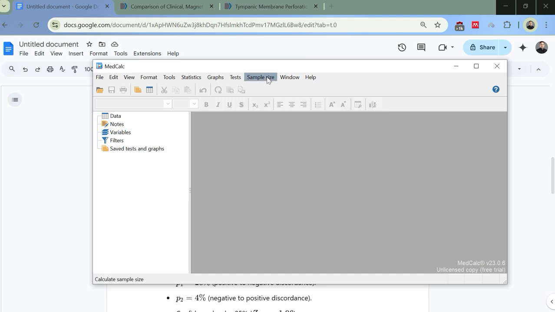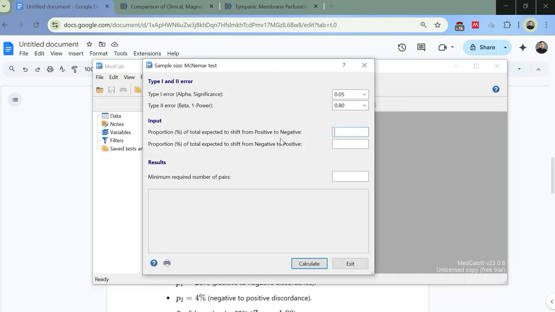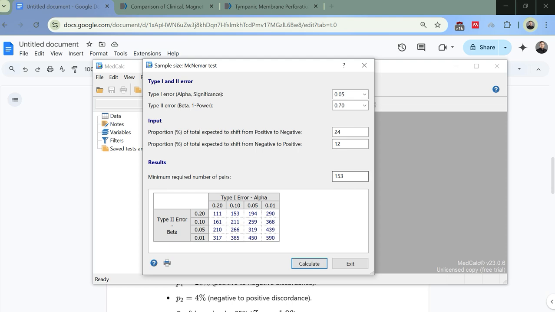Here you have to go into sample size and go into McNemar's test, and put in the values. Type I error, alpha error: we are taking a 95% confidence interval, which means the alpha value is 5%, that is 0.05, and the power we are taking as 80%. If you want to decrease the sample size, you can take 70% as power, which is 0.7. P1 was 25% and P2 12%. Now let's calculate. It came out as 153. So the sample size is 153.